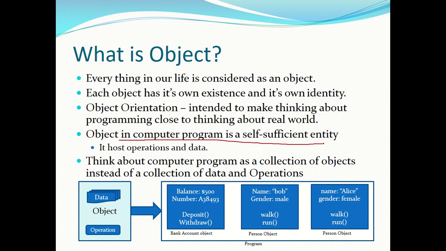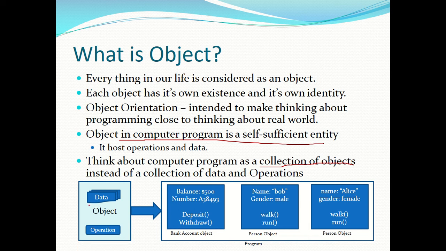So if we say object orientation, that means we're thinking about everything as an object. So we can say that a computer program is basically a collection of objects, okay, instead of saying it's a collection of data and operation, because these data and operation are included in each object. So any program is a collection of objects if we are thinking about object-oriented programming. These are some of the examples that demonstrate the object.